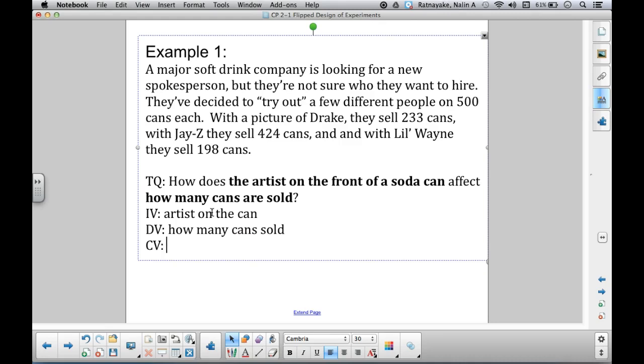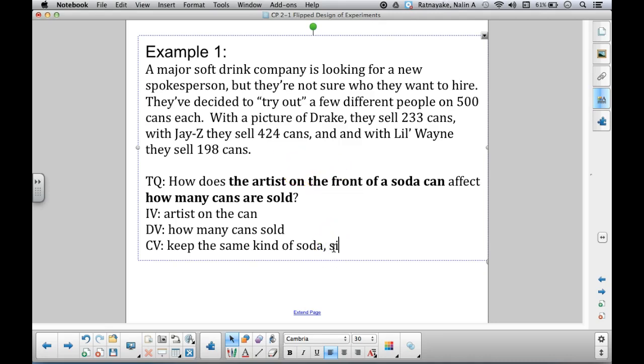Did you think of any control variables that we would probably want to have in this experiment? I can think of a few. There are many possible answers, but one I would say is to keep the same kind of soda in each can. Why would I want to keep that constant? Because if Drake is always on the Coke cans, Jay-Z is always on the Sprite cans, and Lil Wayne is always on the orange soda cans, and you are a Coke person or a Sprite person, you're going to be choosing the soda based on what's in it, at least partially, as opposed to who's on the front. And we wouldn't actually be measuring the effect of the artist specifically on how many cans are sold.